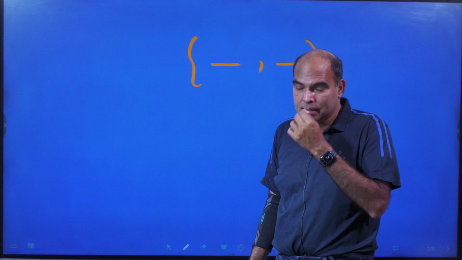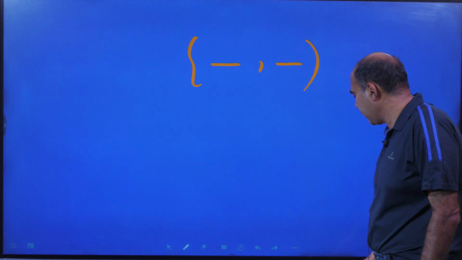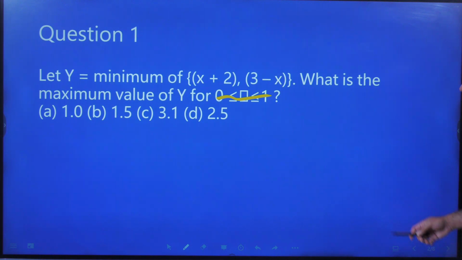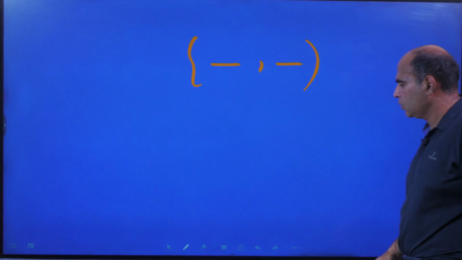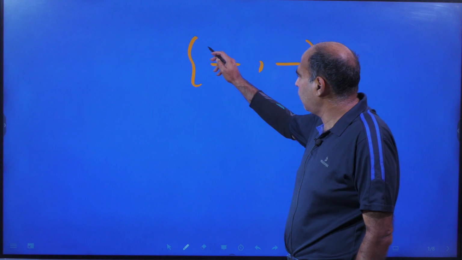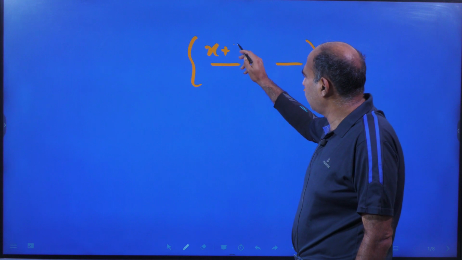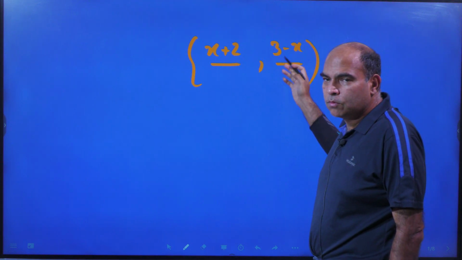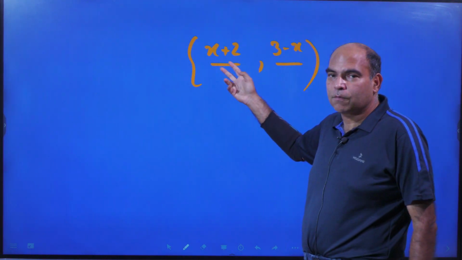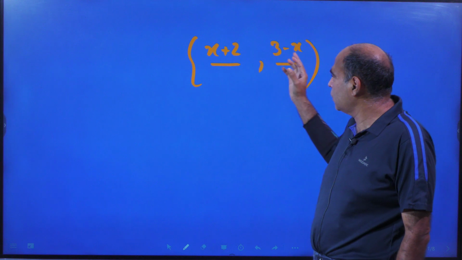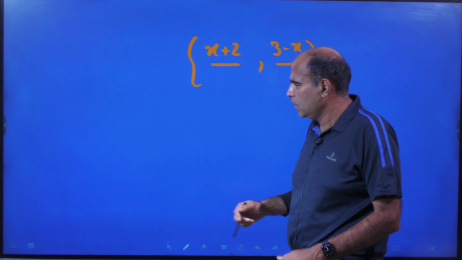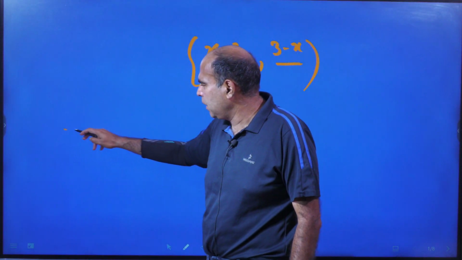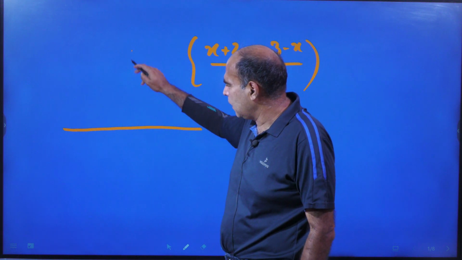That's what y does. And the question is, what is the maximum value of y? What is the maximum that y can take? The best way to think about such questions is to visualize the graphs of these two functions. x plus 2 is an individual function, 3 minus x is an individual function, and for this you should be good at plotting your straight lines and graphs.